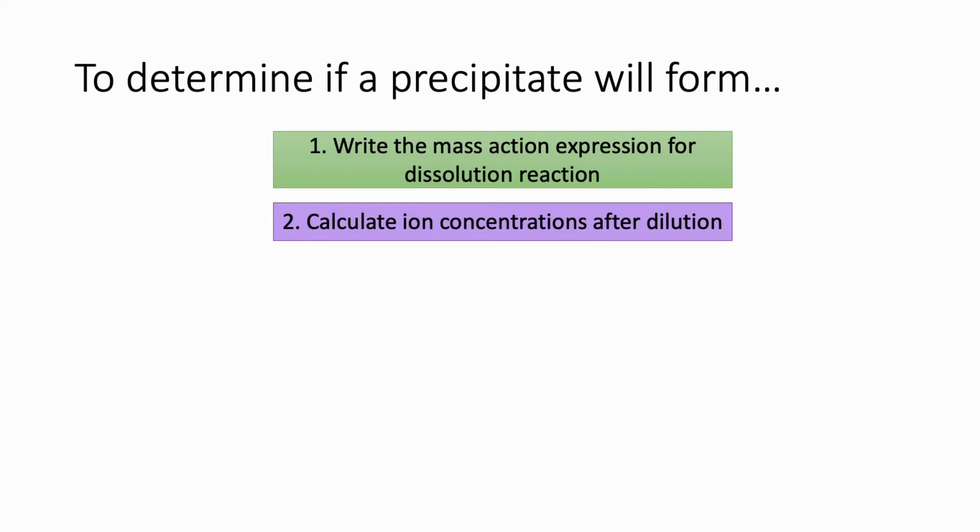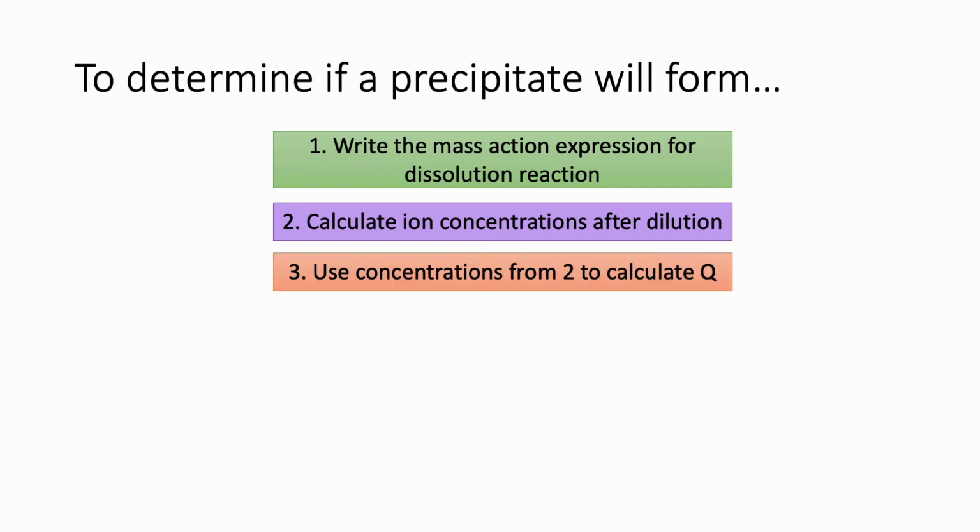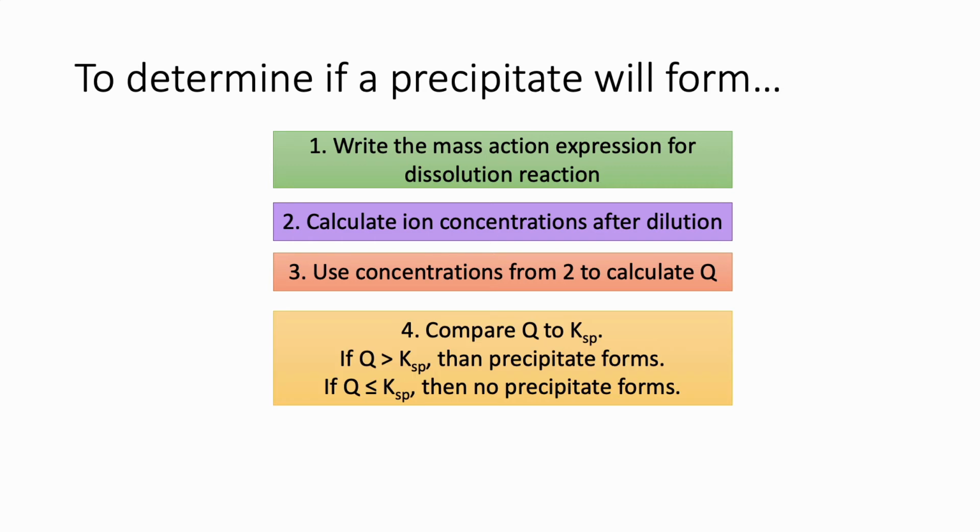So precipitation always happens after you combine two solutions, but the act of combining those two solutions also dilutes the solutions. So we have to use our normal dilution calculations to calculate actual ion concentrations after you combine the solutions. Once we have those concentrations, we're going to plug them into our mass action expression, and we're going to calculate our reaction quotient Q.